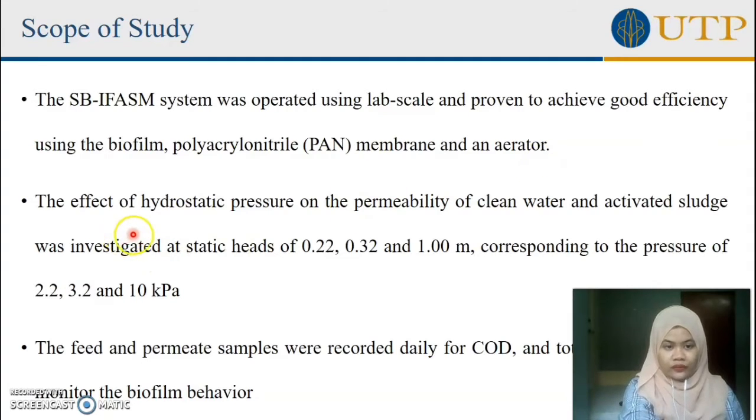Then, the effect of hydrostatic pressure on the permeability of clean water and activated sludge was investigated at steady heads of 0.22, 0.32, and 1 meter, corresponding to the pressure of 2.2, 3.2, and 10 kPa accordingly. After that, the feed and permeate samples were recorded daily for COD and total solid analysis, as these analyses were intended to monitor the biofilm behavior.